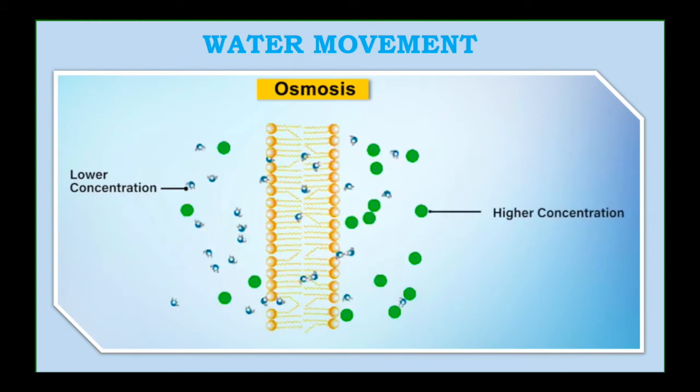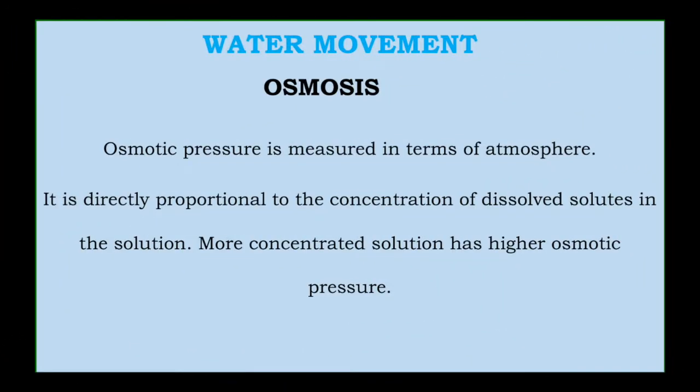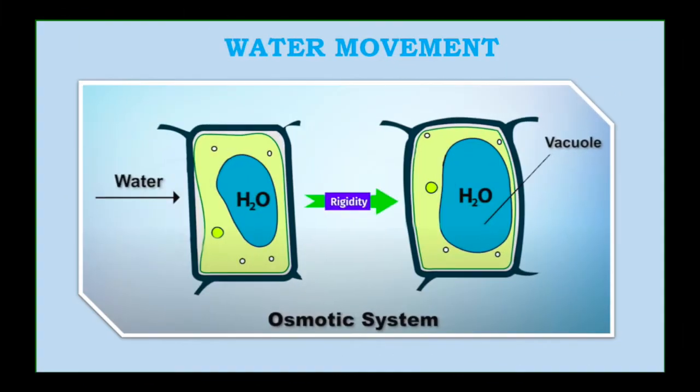As a result of the separation of two solutions by a semi-permeable membrane, a pressure is developed in the solution due to the presence of dissolved solutes in it. This is called osmotic pressure. Osmotic pressure is measured in terms of atmosphere. It is directly proportional to the concentration of dissolved solutes in the solution. A more concentrated solution has higher osmotic pressure. To understand the movement of water through the cell, we have to consider the cell as an osmotic system.